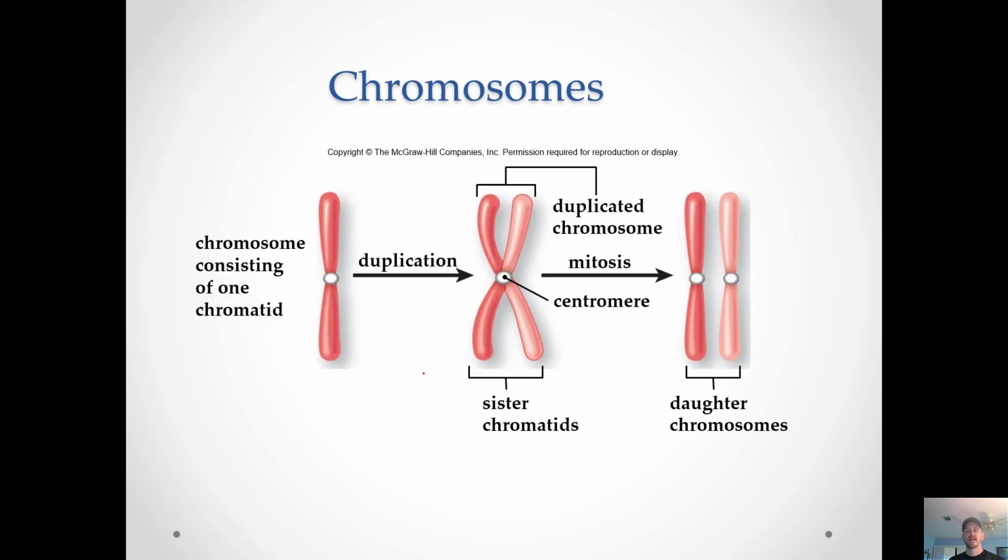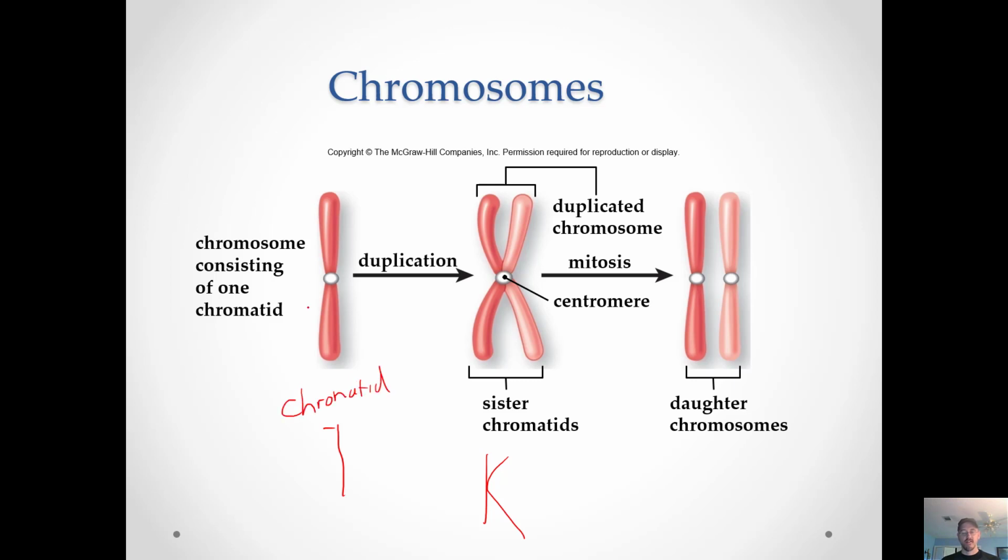So let's put some lingo on this. So here is a chromosome consisting of a single chromatid, meaning it's just one stick of DNA wrapped up. So if we were to zoom in on this, we would see DNA wrapped up around proteins. So here it is. Now, DNA duplicates, and when it does so, it's stuck to a clone of itself. So it goes from this to this, okay? And this is a single chromatid.